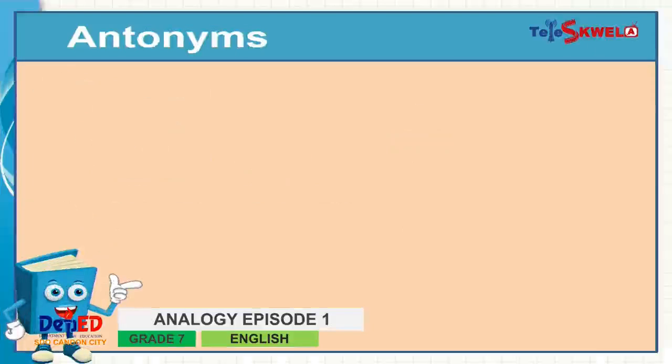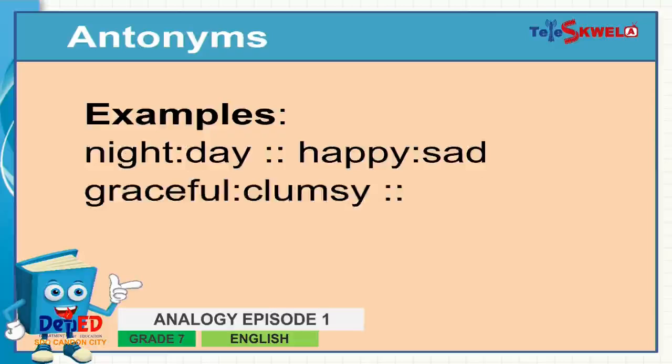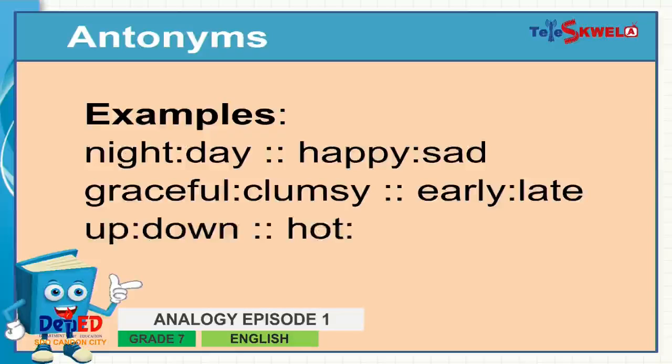Let's have these examples. Number 1. Night is to day, as happy is to sad. Night is the opposite of day, as happy is the opposite of sad. Another example. Graceful is to clumsy, as early is to late. Graceful is the opposite of clumsy, as early is the opposite of late. Another example we have, up is to down, as hot is to cold. Up is the opposite of down, as hot is the opposite of cold.